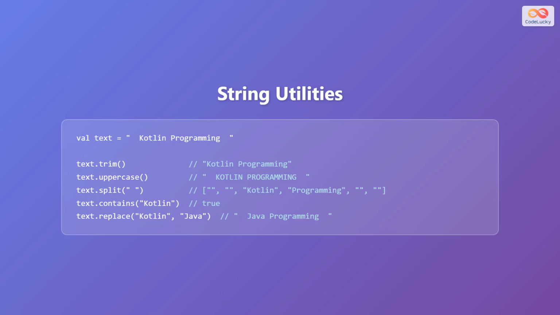The standard library provides a rich set of string manipulation utilities that make text processing simple and intuitive. The trim function removes leading and trailing whitespace from a string. The uppercase function converts all characters to uppercase. The split function breaks a string into a list of substrings based on a delimiter. The contains function checks whether a substring exists within the string. The replace function substitutes one substring with another throughout the entire string. These utilities cover most common string operations you'll need in everyday programming.